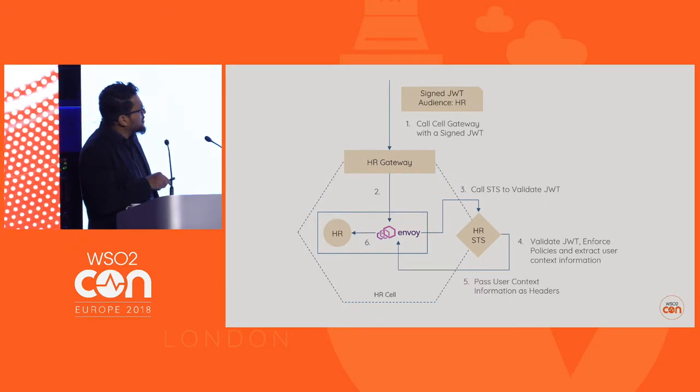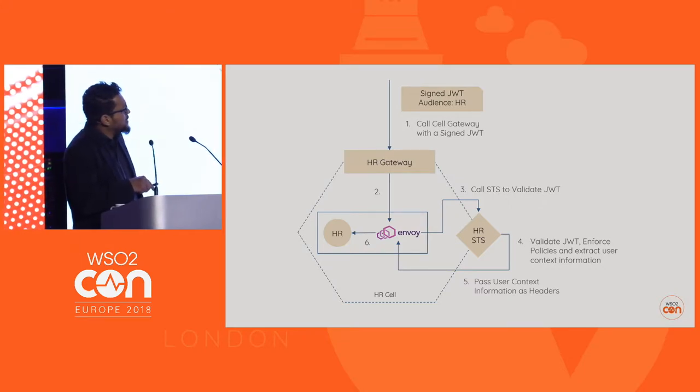So the call goes out to validate the JWT, right? This particular STS will validate the JWT. It will enforce policies and extract user information, right? Only if this step succeeds will the call go through. Otherwise, the call will fail.